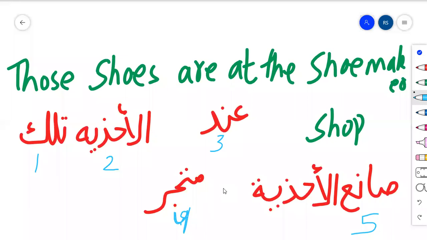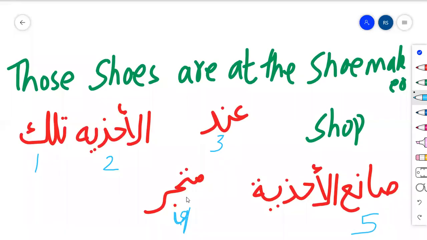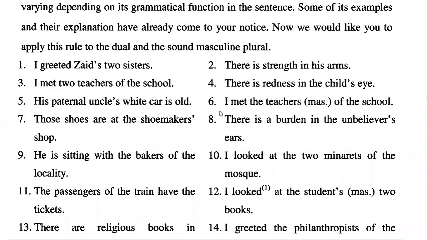That's right. So inda will give kasra to matjar, then matjar will give kasra to sani. Difficult sentence. Okay, next.